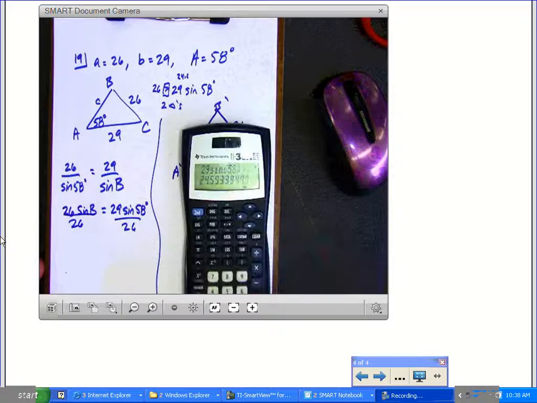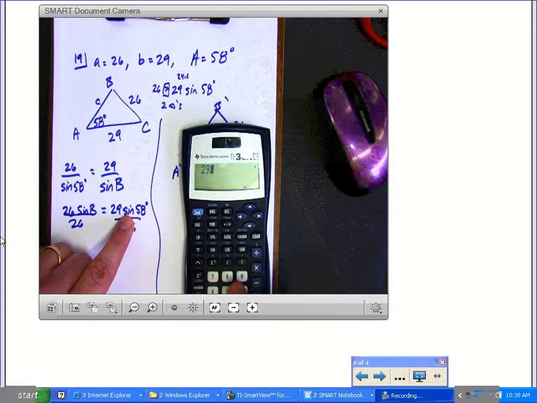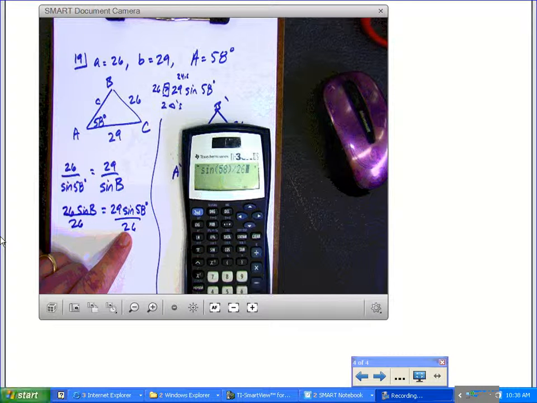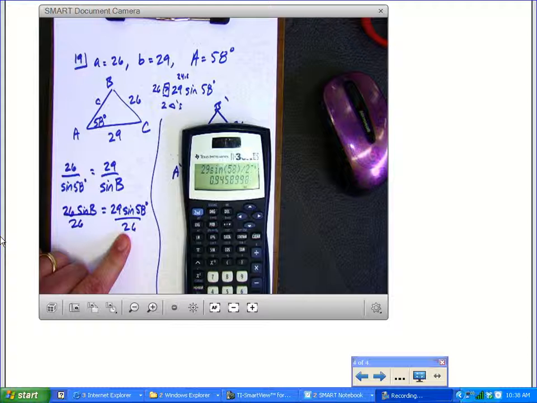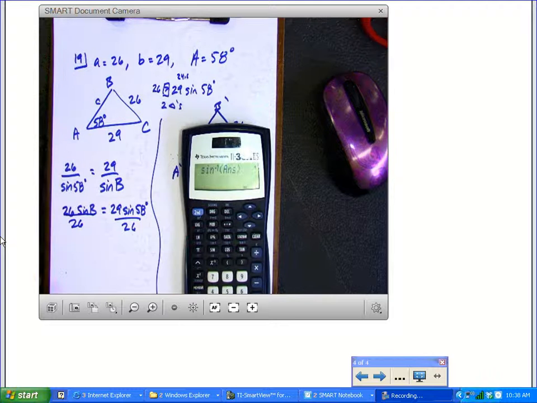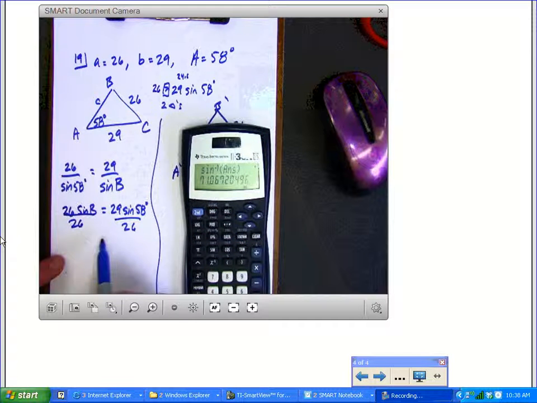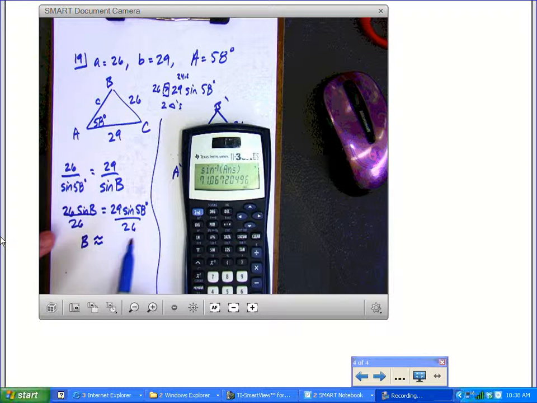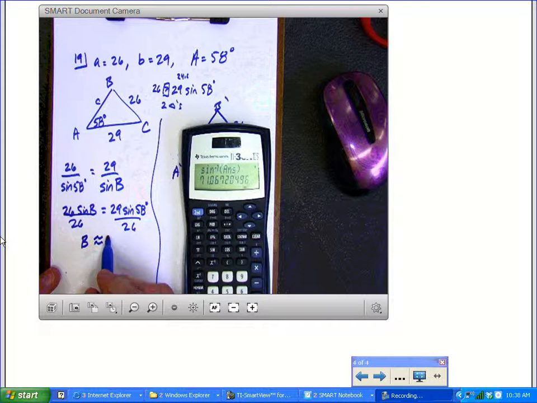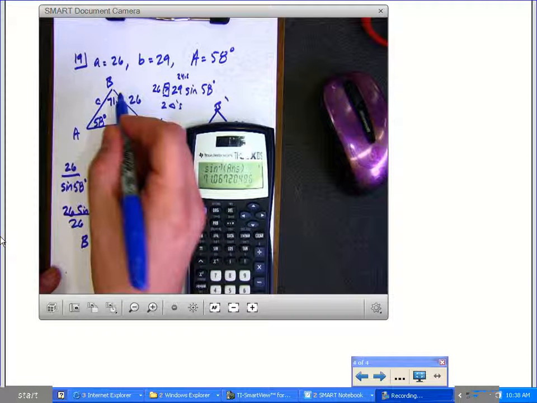So let's see. 29 times sine 58 divided by 26. Okay. All right. So is that the angle there? No, that's the sine of the angle. So you have to do inverse. Now this is what I'm writing right here. This is how much you need to show. And I would say this: you don't have to probably show dividing by 26. All right. So you get about 71.1 degrees. We have angle B up here, 71.1.